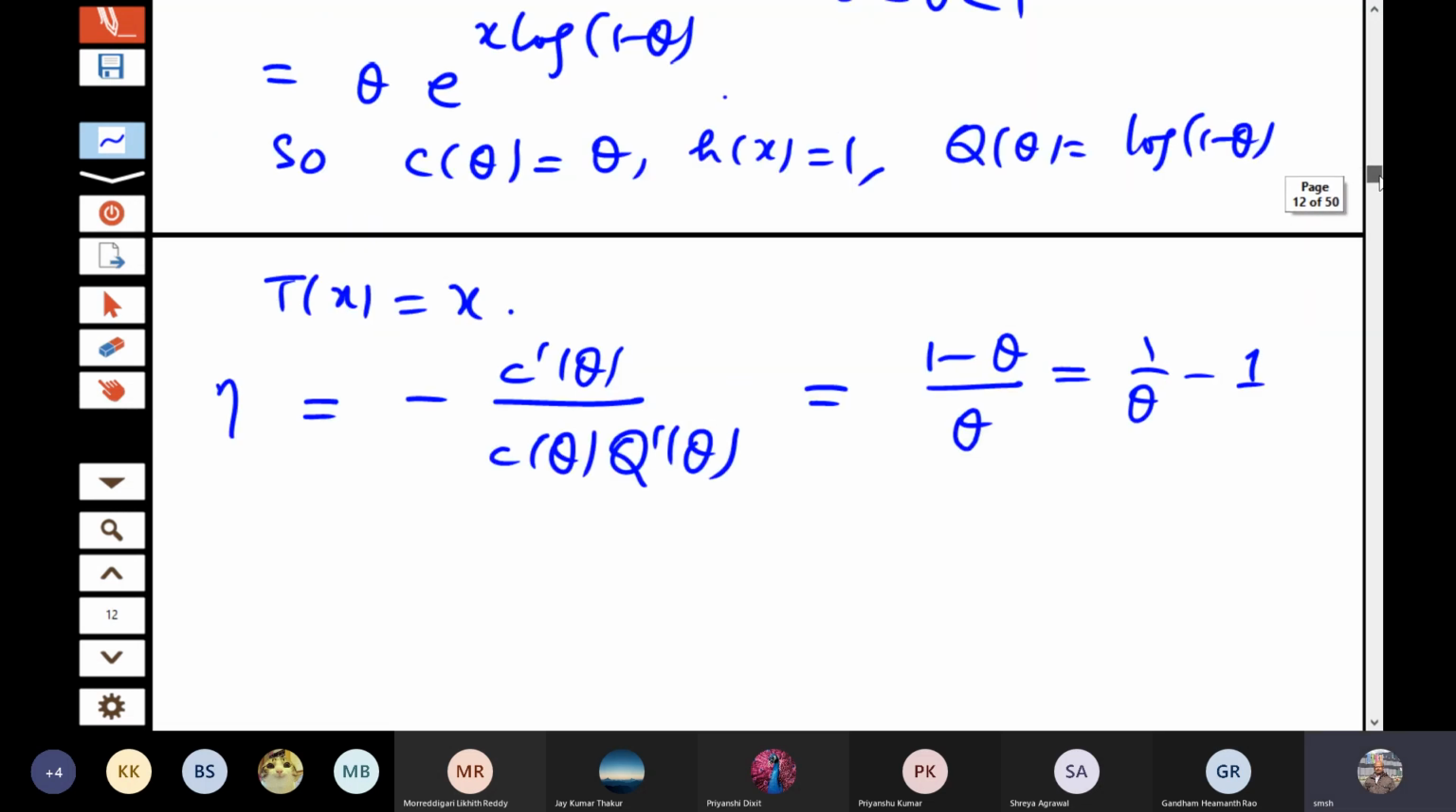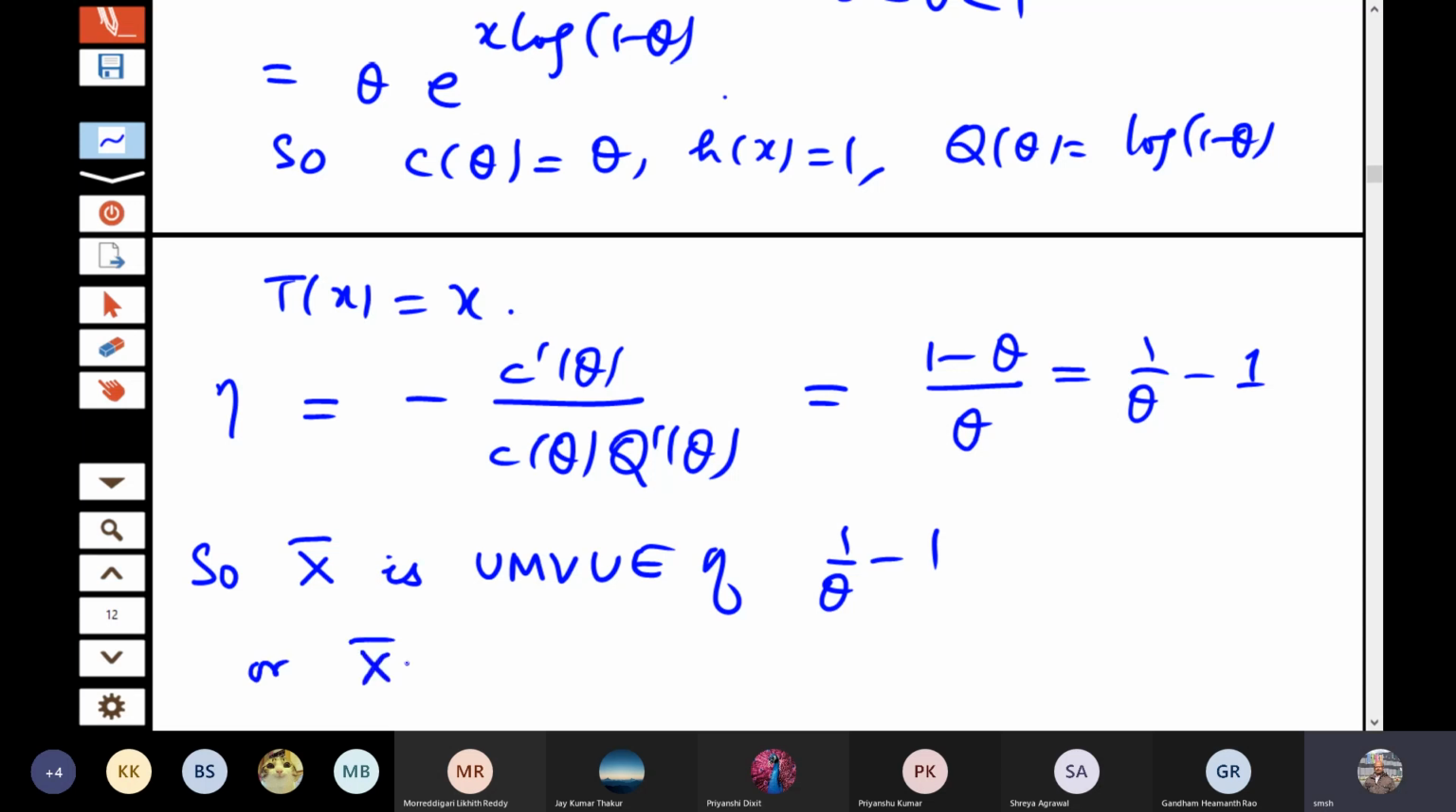So Tx is x. So this means that x bar is UMVUE of 1 by theta minus 1. Or we can also say x bar plus 1, because linear function we can always take. So this is the result that we get here. X bar minus 1 is UMVUE for 1 by theta.